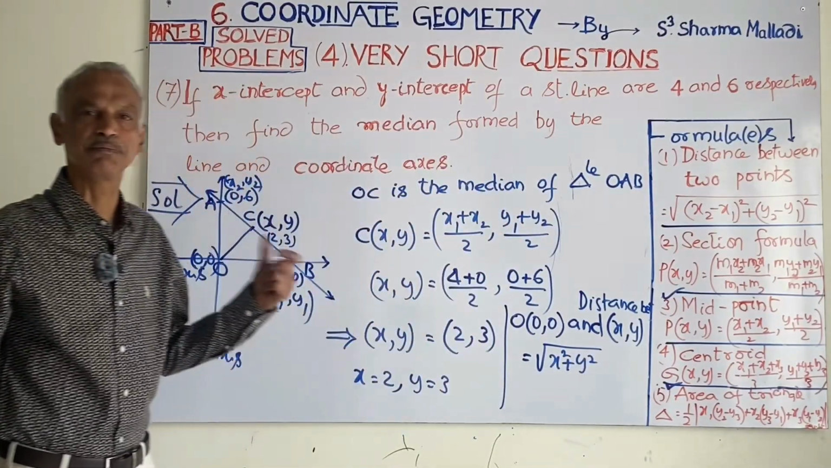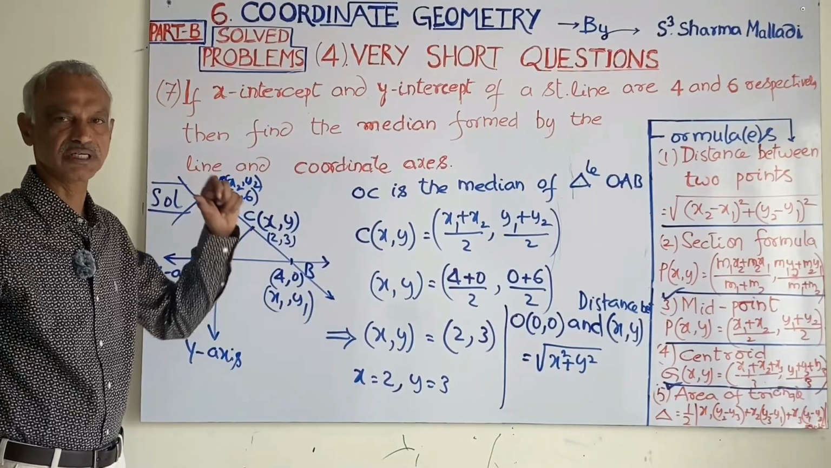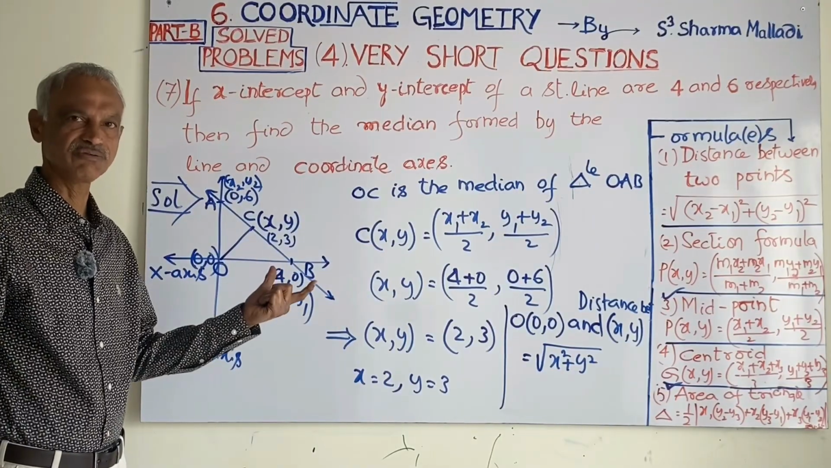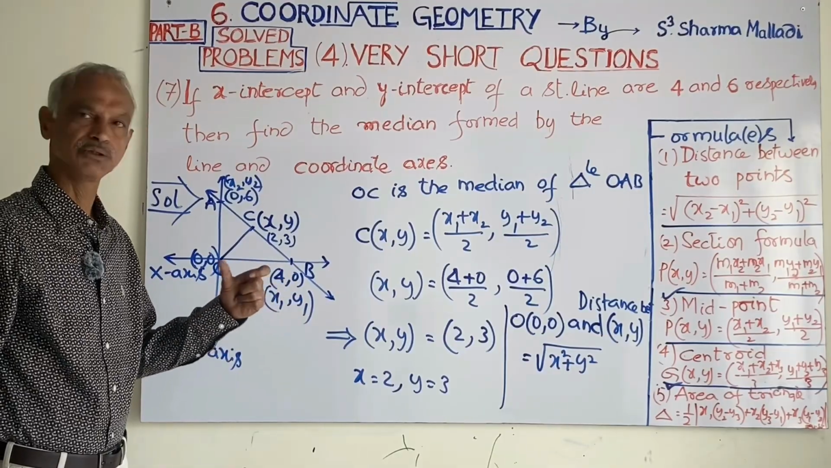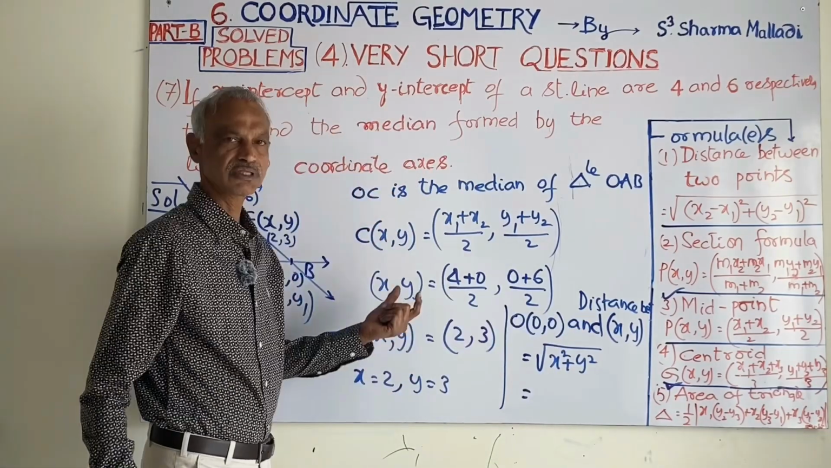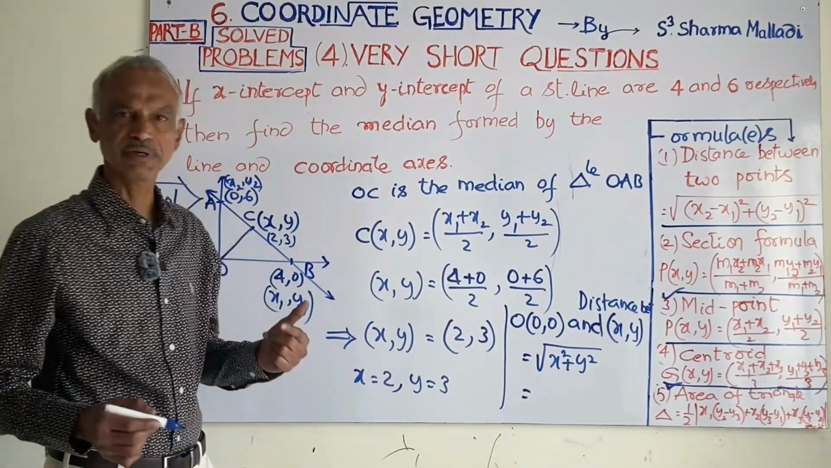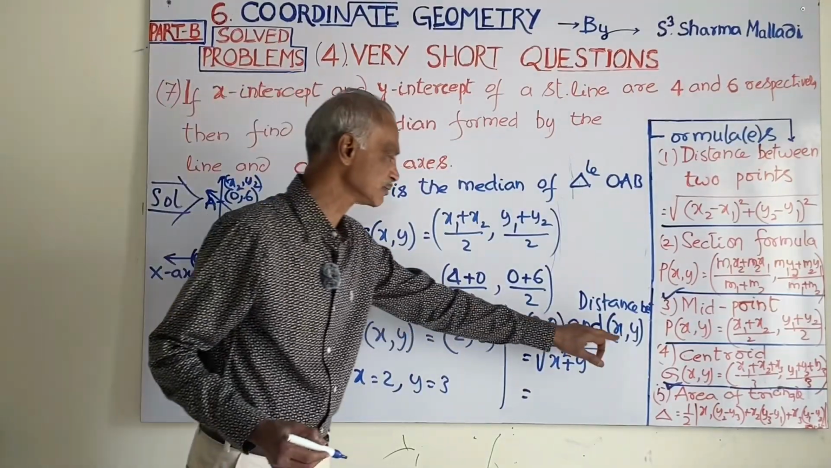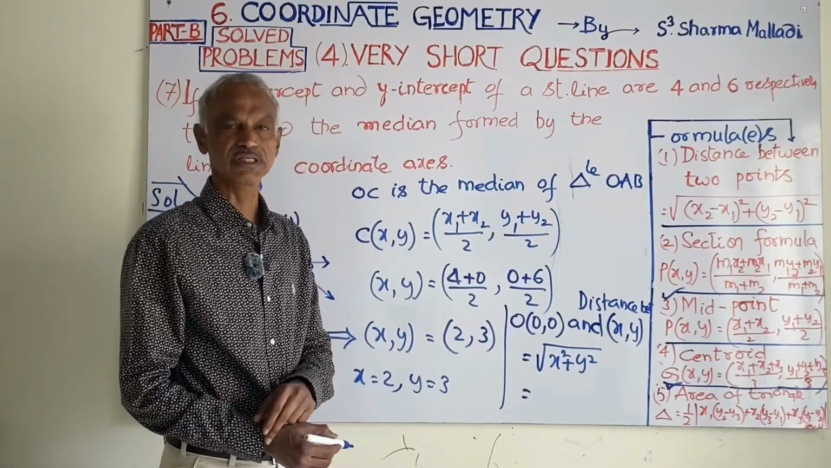This you should remember, because you will get problems like this. The distance between the origin and (x, y). You should know the formula. If you know the formula, it is very easy to do the problem directly. See, if you want the distance between 2 points, it is root of (x2 minus x1) whole square plus (y2 minus y1) whole square. (x minus 0) whole square is x square and (y minus 0) whole square is y square.